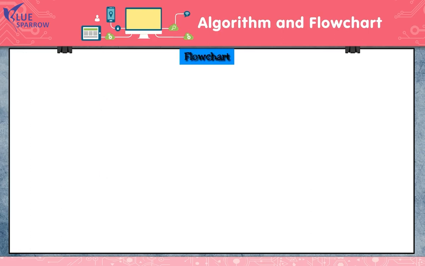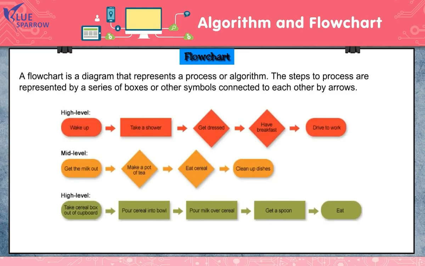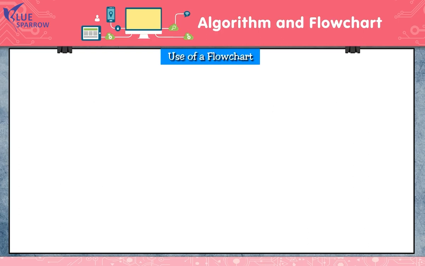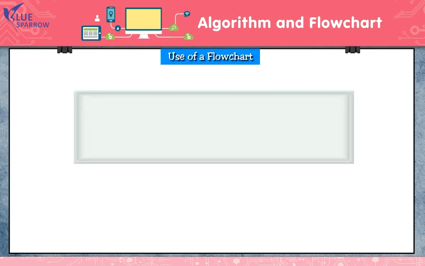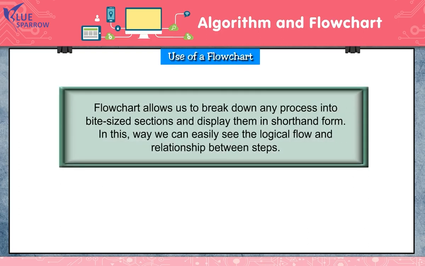Flowchart. A flowchart is a diagram that represents a process or algorithm. The steps to process are represented by a series of boxes or other symbols connected to each other by arrows. Use of a flowchart. A flowchart allows us to break down any process into bite-sized sections and display them in shorthand form.